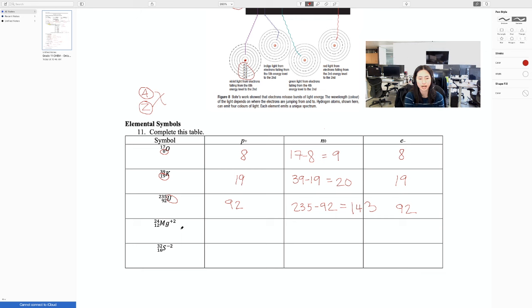Now we go into cations and anions. For cations, we know that this is +2, so it's a cation. That means the number of protons still remains the same, which is 12, because that's our atomic number, which is 12.